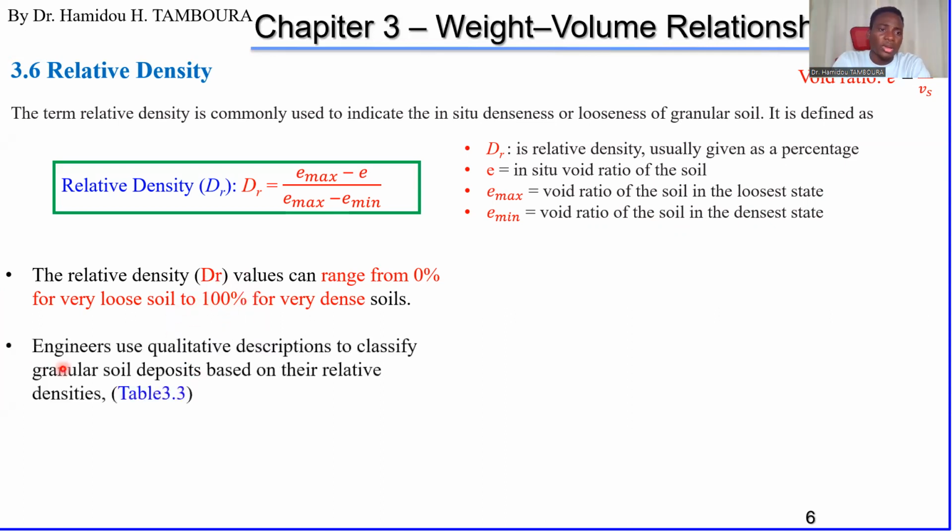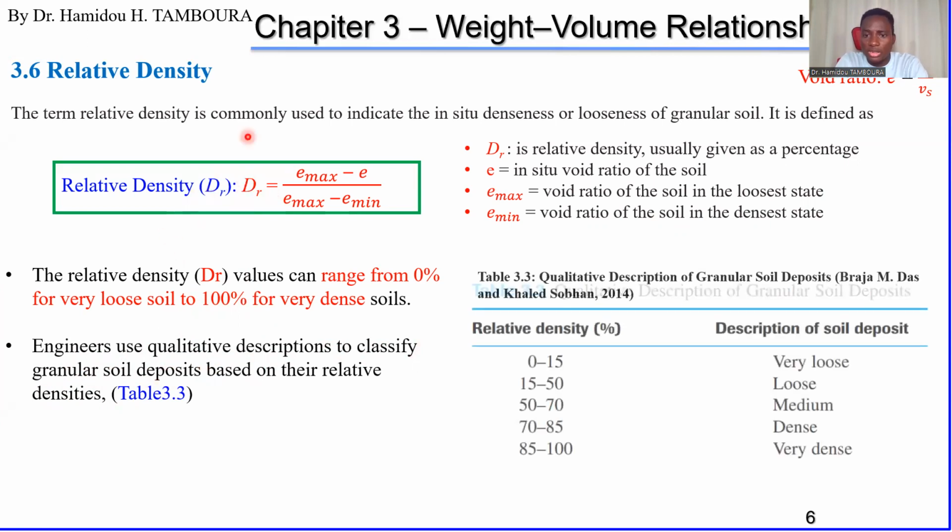Sometimes engineers use a qualitative description to classify granular soil by using just this relative density. We can see it in this table. If the relative density is between 0 and 15, we say it is very loose. From 15 to 50, it is just loose. For example, if your sand has a relative density between 15 and 50, it is loose sand. And from 50 to 70, we talk about medium.